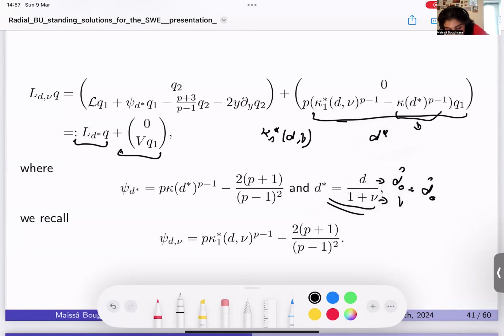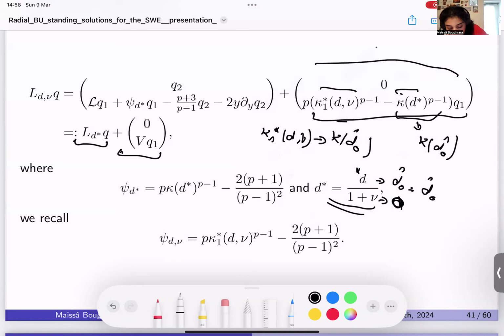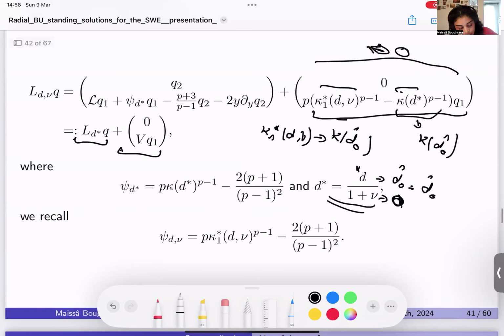So this part is very close to kappa d0 hat. And as I said, d is very close to d0 and nu is very close to 0, so this one is going to be very close to kappa d0. So it's almost taking the difference of the same term, and this one is very close to 0. So we can almost forget this potential in our study and focus on the study of this operator.